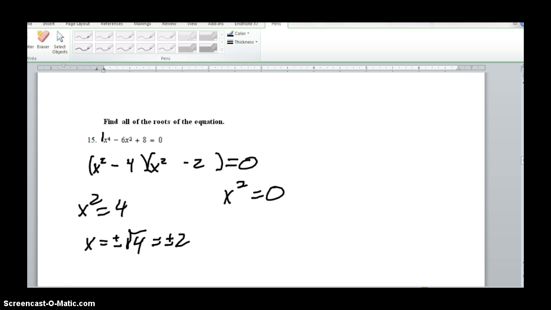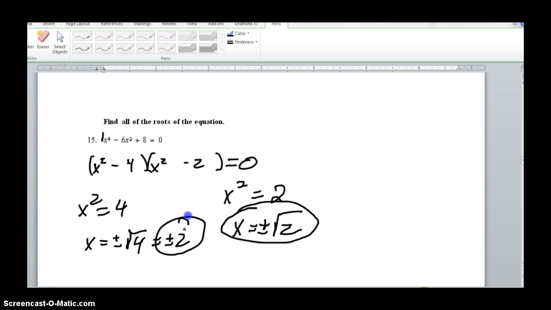That is not a 2. This is a 2. And then we're going to take the square root of both sides, and x is going to equal positive or negative square root of 2. So we have 2 solutions here, 2 solutions here, and we're done.